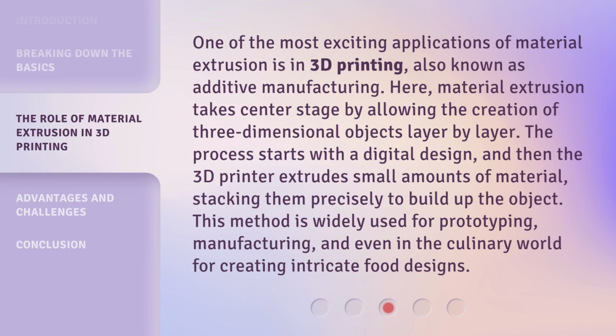One of the most exciting applications of material extrusion is in 3D printing, also known as additive manufacturing. Here, material extrusion takes center stage by allowing the creation of three-dimensional objects layer by layer. The process starts with a digital design, and then the 3D printer extrudes small amounts of material, stacking them precisely to build up the object. This method is widely used for prototyping, manufacturing, and even in the culinary world for creating intricate food designs.